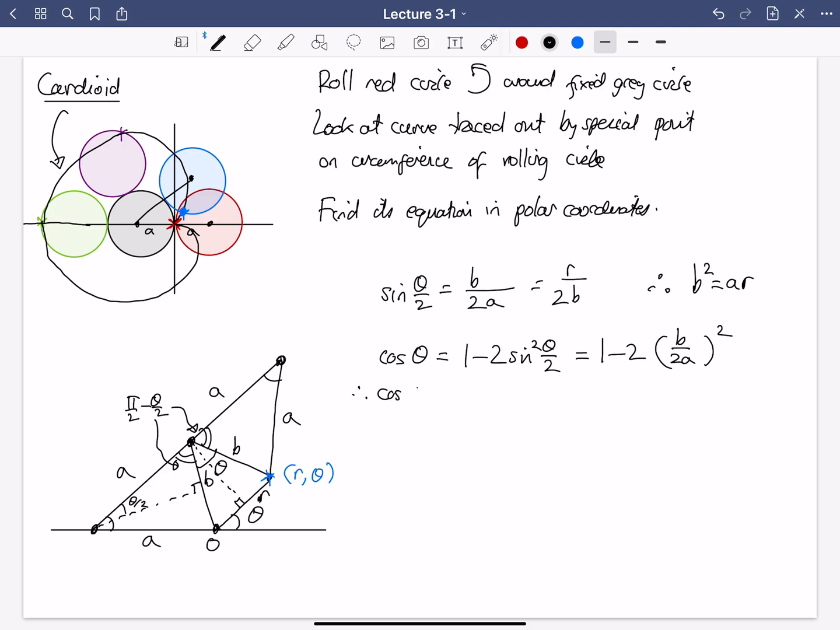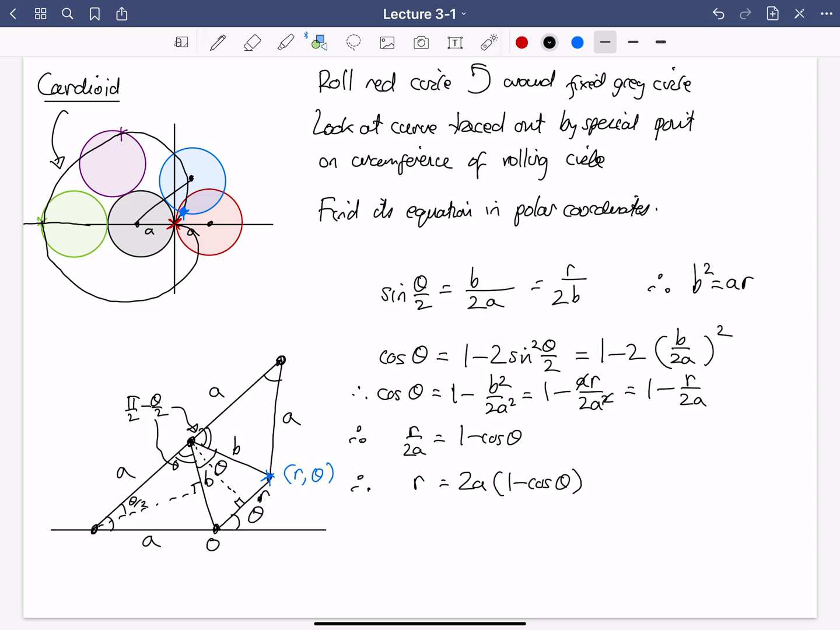So that gives me that cos theta is... okay, so if I square all this, what have I got? I've got 2b squared over 4a squared, which is the same as b squared over 2a squared. But b squared is ar. We found that earlier. And then one over the a's cancels, and I'm left with 1 minus r over 2a. And then if I just rearrange a little bit, I get r over 2a is 1 minus cos theta. And so r is 2a times (1 minus cos theta). So there it is. There's the nice polar equation for the cardioid derived for you.